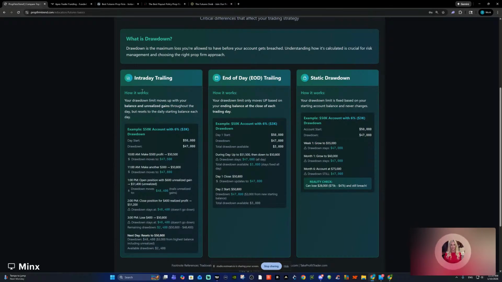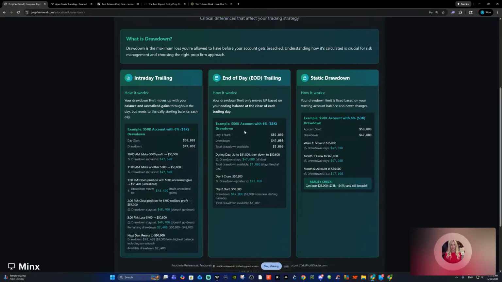I do actually want to mention with the intraday trailing, once you are over your threshold, so your drawdown is 3,000, so let's say you make 53,100 when you're in a funded account, it no longer trails. It becomes a static account. Okay, so that's important to note. But now let me move on with the end of day.